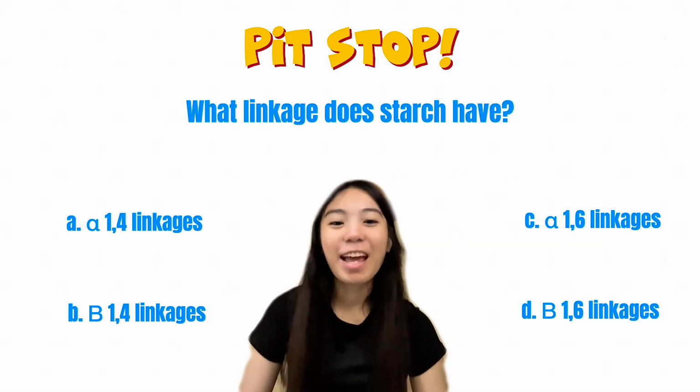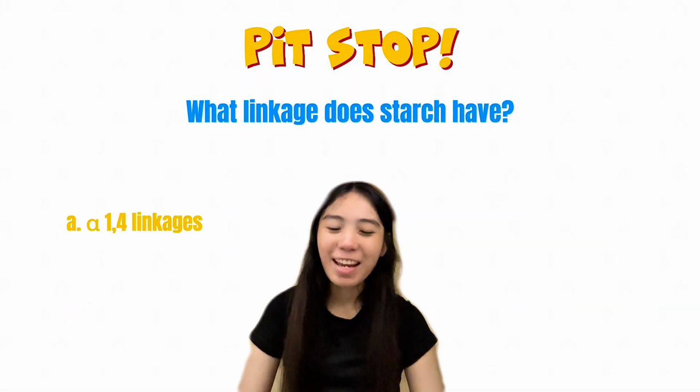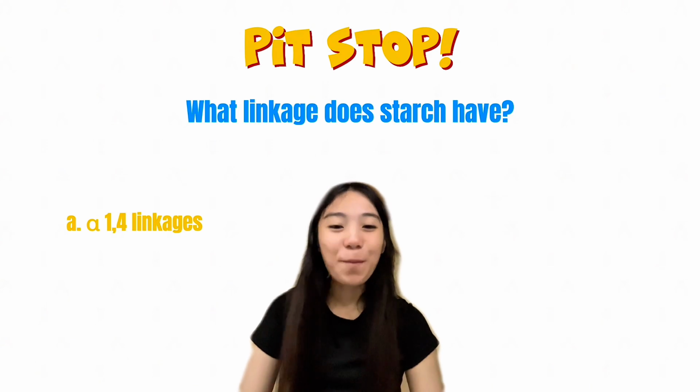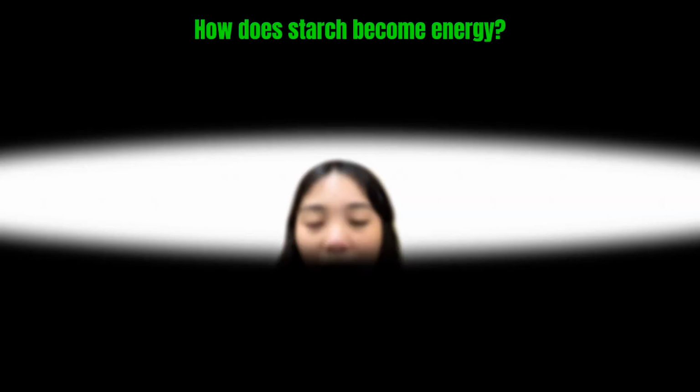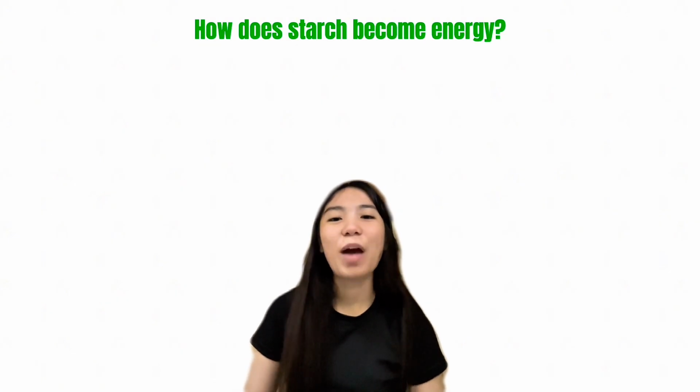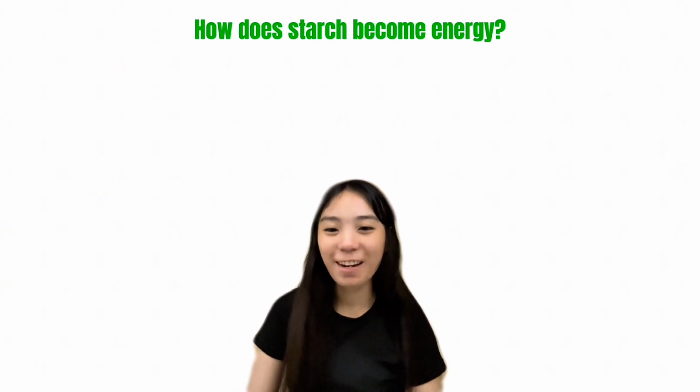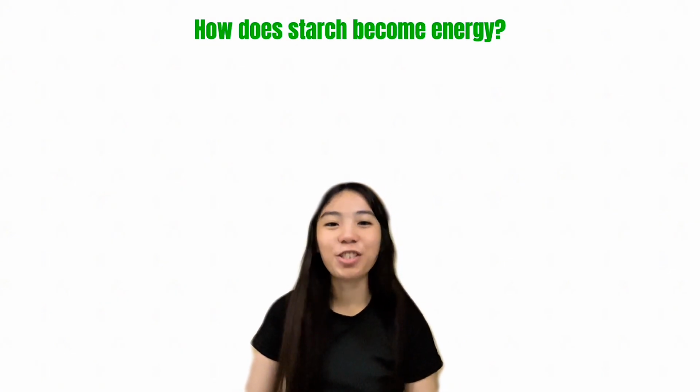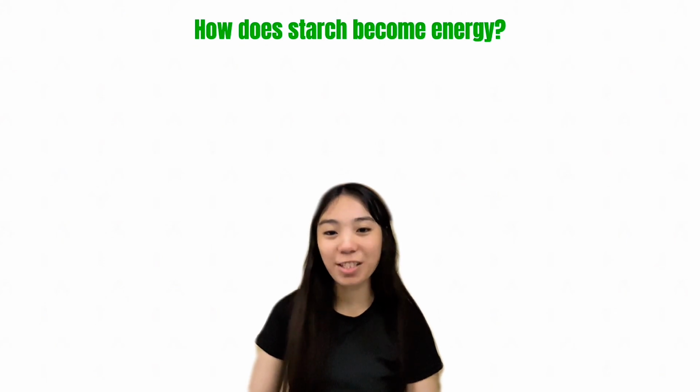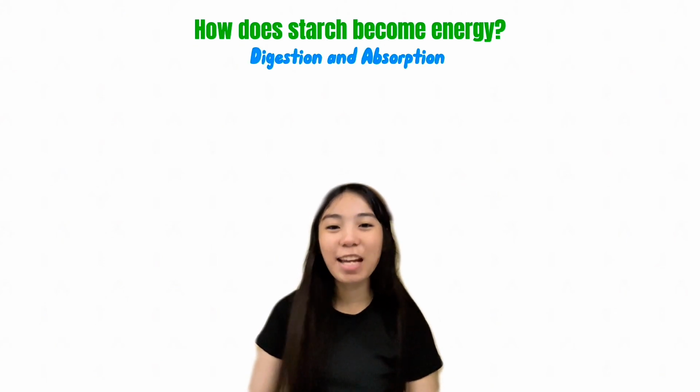If you answered A, then you are correct. If not, don't stress. Mistakes are part of the process. Understanding comes with practice. So now, let's dig deep into how exactly starch becomes our energy. Converting starch into energy is actually done through a series of reactions. We call this digestion and absorption.